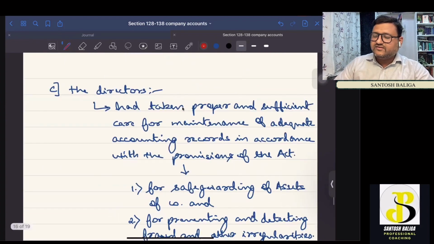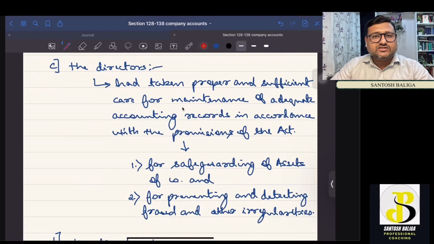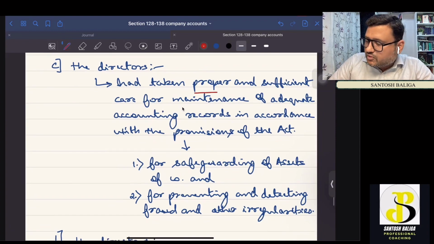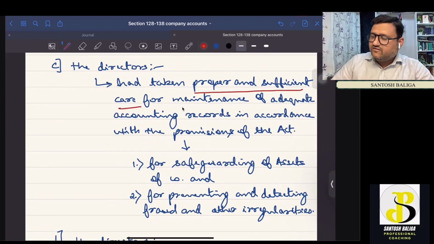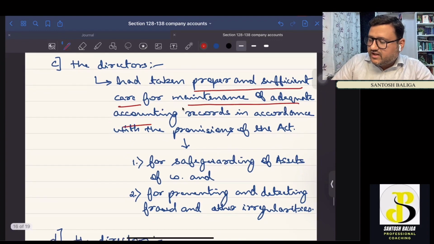Now, the third point is directors also take responsibility that they had taken proper and sufficient care for maintenance of accounting records in accordance with the provisions of the Act. So they have taken proper and sufficient care for the maintenance of adequate accounting records.